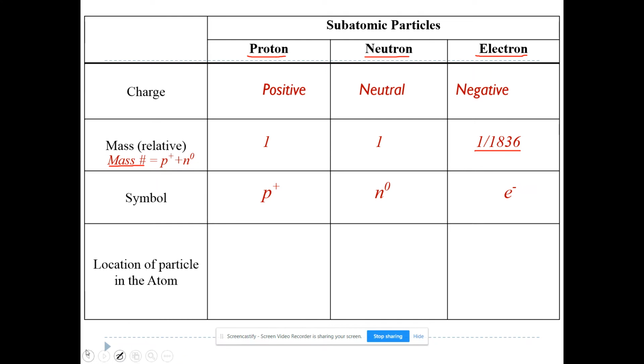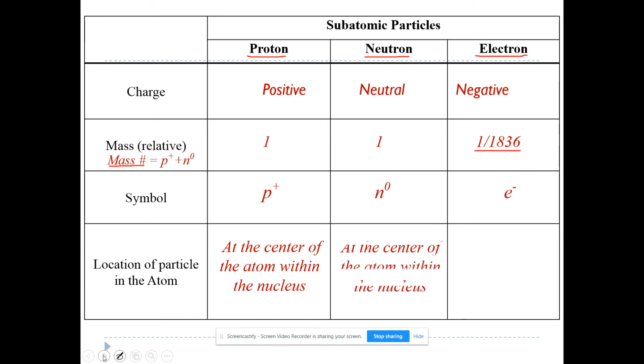Now, let's talk about where we find each one. Protons are found within the center of an atom in an area called the nucleus. Also in the nucleus are the neutrons. They're found in the center of the atom, and they're mixed in with the protons. Now, electrons are found in orbitals that surround the nucleus.